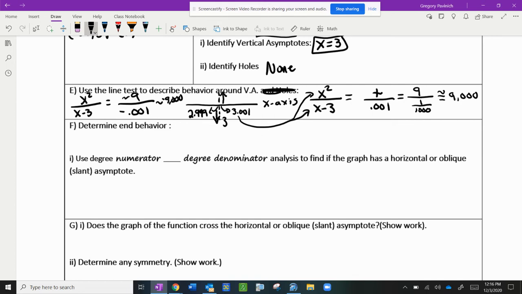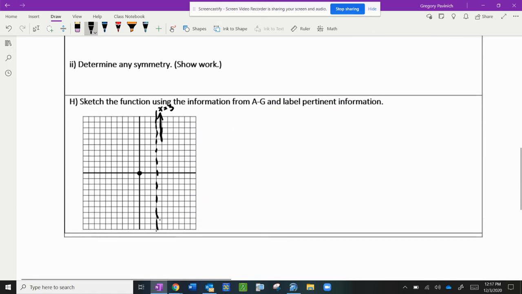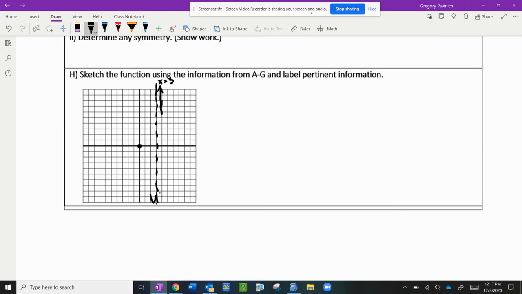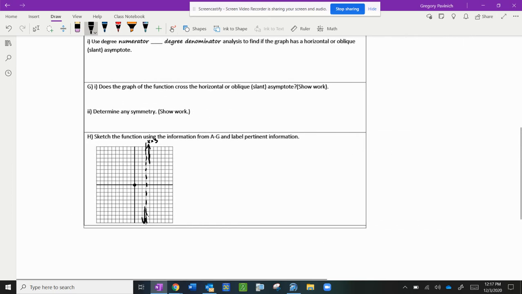So that means when my x is really close on the left side of that vertical asymptote, my outputs, my y's, are really, really big negative numbers. So I'm going to be going down, approaching downward on the left side. Okay. So the next thing that I'm going to look at is my end behavior.